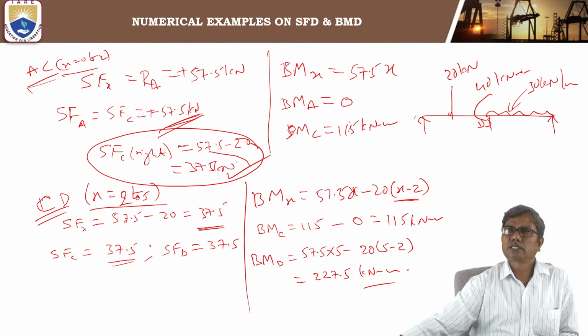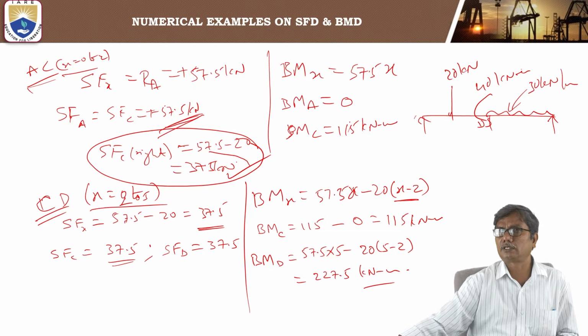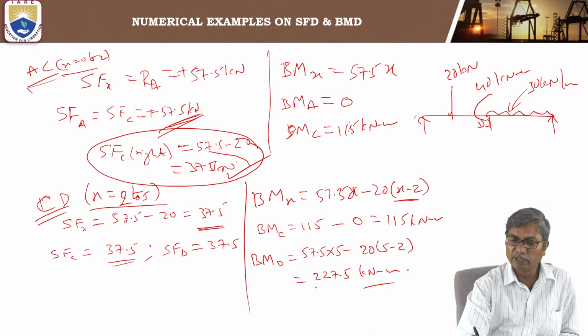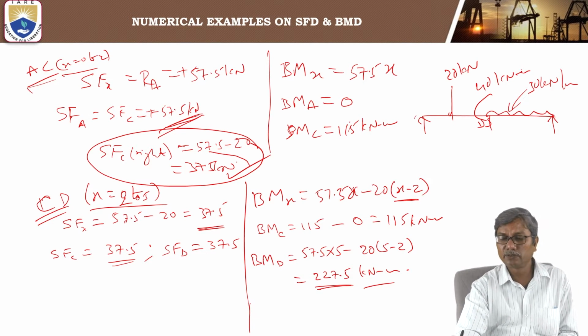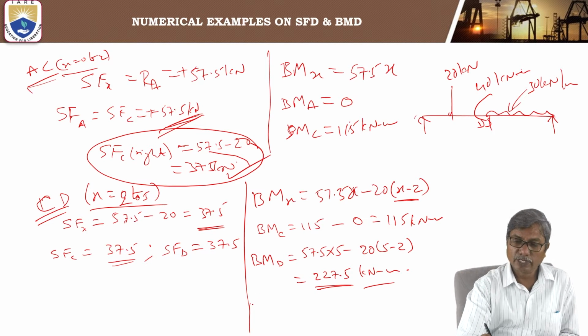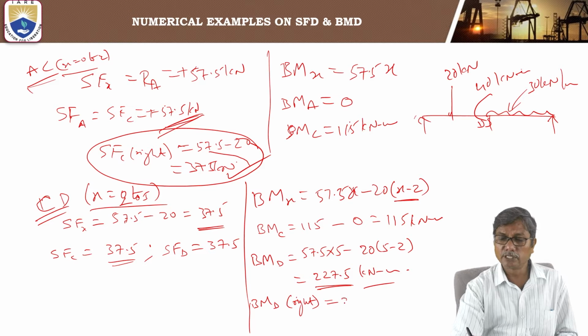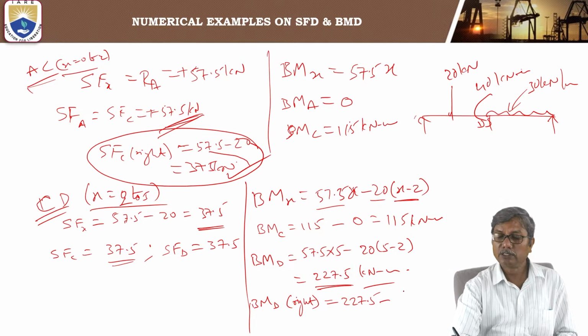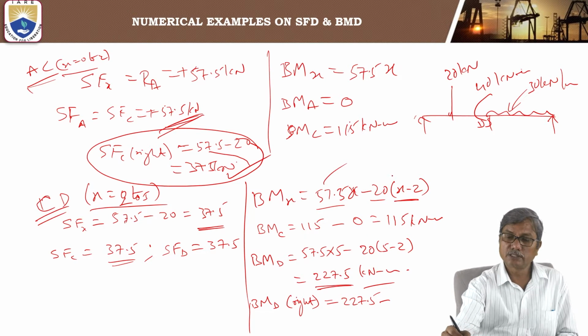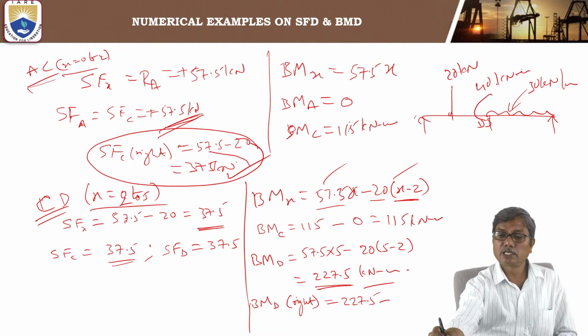So again, when there is a couple acting at any point, you need to consider the sections just to the left and just to the right. When you consider the section just to the left, the bending moment will be 227.5 kilonewton meter at D. Considering the section just to the right, you will have the bending moment 227.5, which is already calculated due to the loads, reaction and point load. These are clockwise, this is anti-clockwise, and you have an anti-clockwise couple.